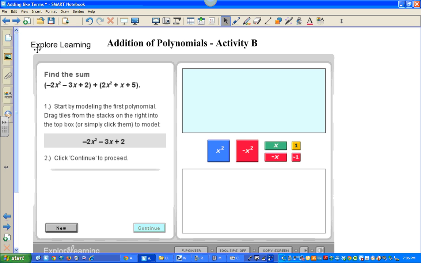So I was using the ExploreLearning edition of Polynomials Activity B app, and you can log in and use the Edmodo account to find the link for that. But we have another example here of negative 2x squared plus minus 3x plus 2, and that's added to the other terms of 2x squared plus x plus 5. And again, even though these are in the brackets, I can't put the x and the 5 together because these are different kinds of tiles. So that's the goal of our work today, is to make sure you can tell the difference between a like term and a not like term and combine them using the zero principle.